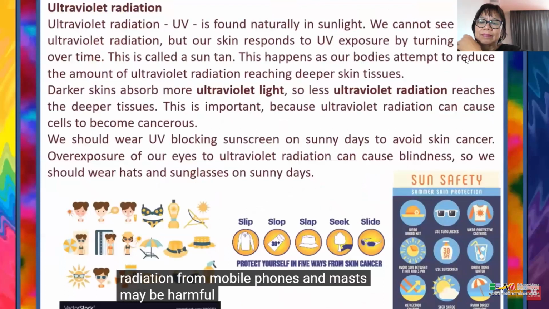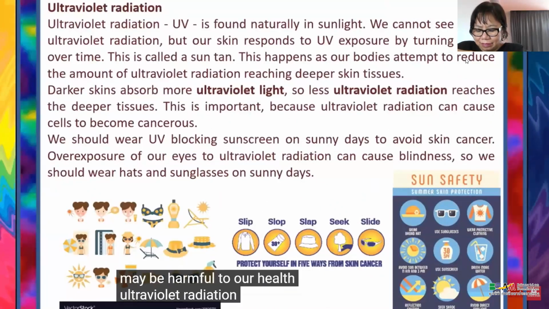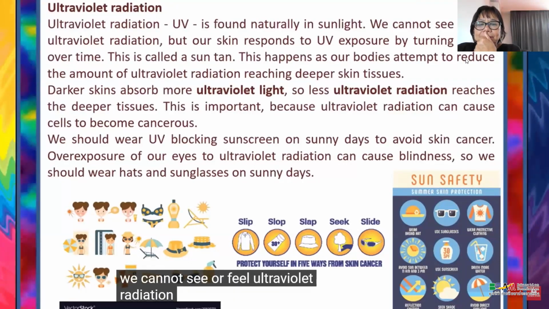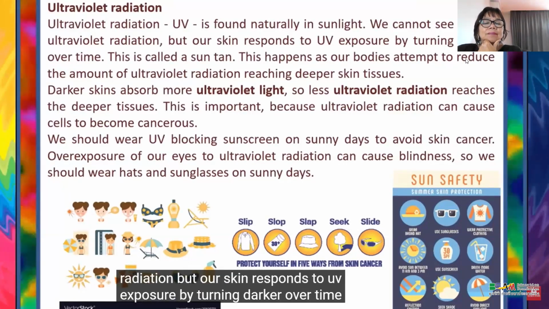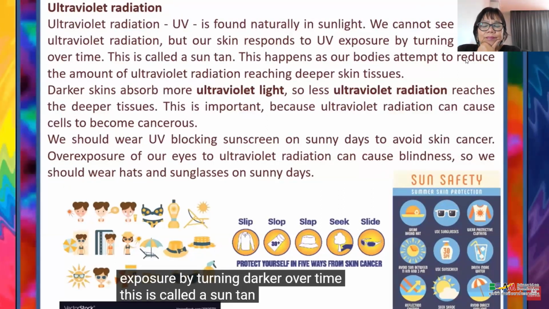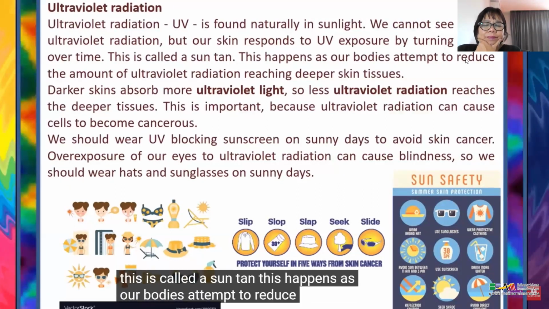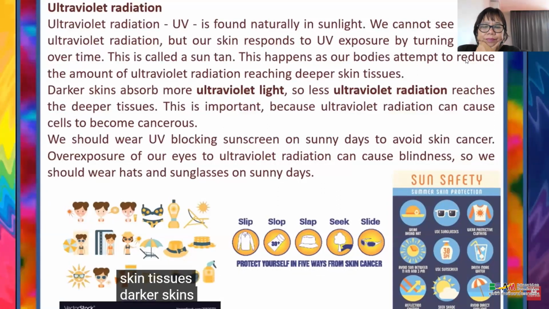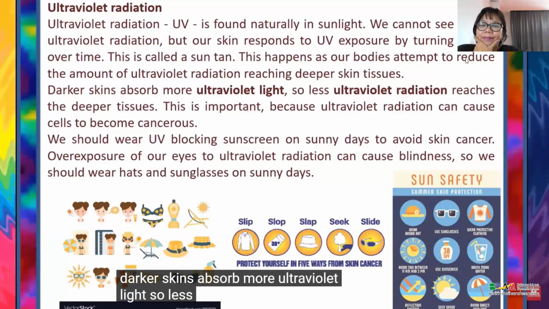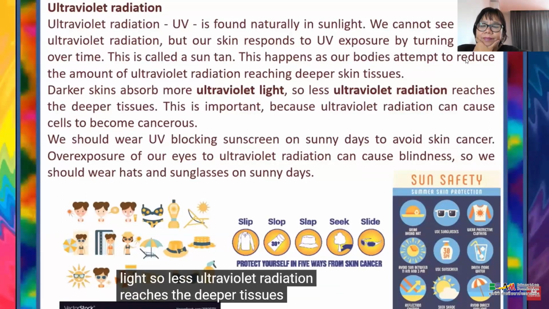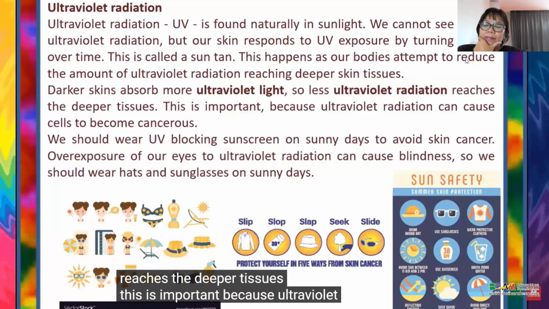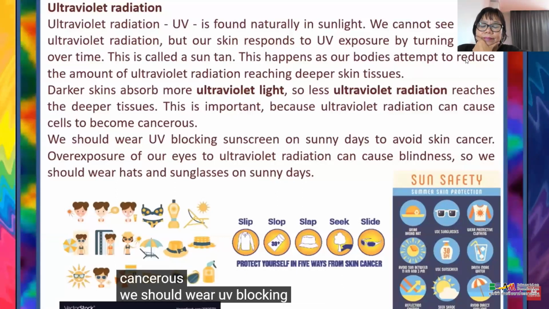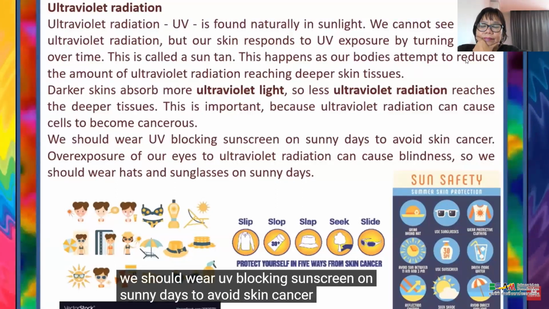Ultraviolet radiation, UV, is found naturally in sunlight. We cannot see or feel ultraviolet radiation, but our skin responds to UV exposure by turning darker over time. This is called a suntan. This happens as our bodies attempt to reduce the amount of ultraviolet radiation reaching deeper skin tissues. Darker skins absorb more ultraviolet light, so less ultraviolet radiation reaches the deeper tissues. This is important, because ultraviolet radiation can cause cells to become cancerous. We should wear UV blocking sunscreen on sunny days to avoid skin cancer.